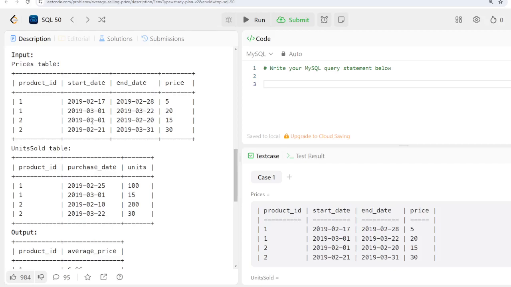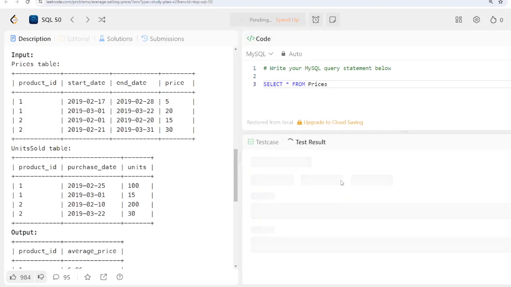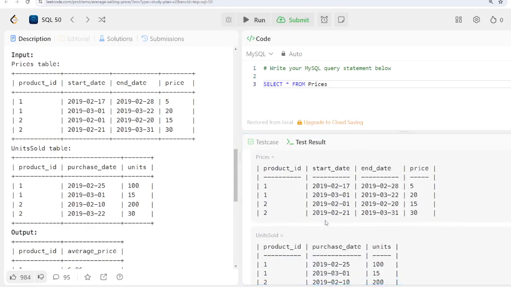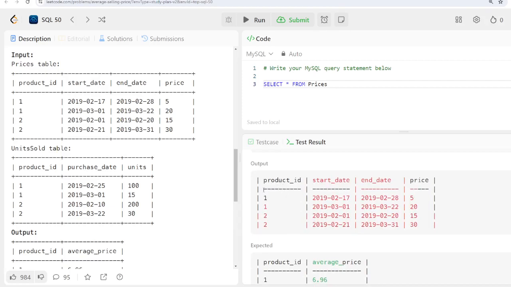But now the question is on which condition I should join and what type of join I should use. So let me say first select star from, let's say, prices, and let me run so that you people can see the output, what data that we have. Yeah, so this is the output that I got. So we have these two, product ID and the price. Now I have to join this.